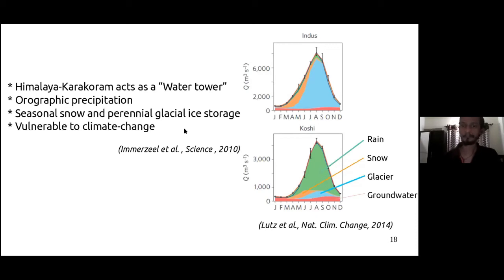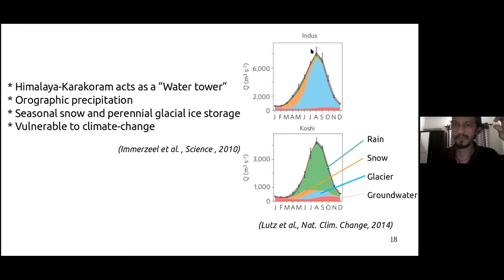But overall, if you look at the Himalaya Karakoram region, the role of glaciers varies. For example, the Indus is in the arid region, where monsoon does not reach. Here, this sky blue is glacier, this is snow, this green is rain, and this is groundwater. This is the annual hydrograph of rivers in the upper Indus basin, defined by all the region above 2000 meters. And the same here: this is Koshi, which is a major tributary of the Ganga, in eastern Nepal or something like that.